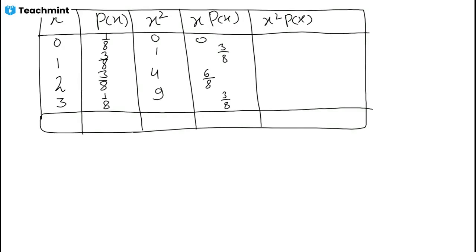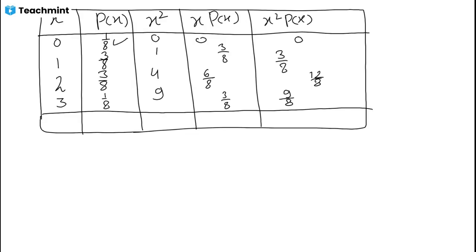Now multiply p(x) with x square. The first value is 0, the next value we'll get is 3 by 8, and next 12 by 8, and 9 by 8. We are multiplying x square with the corresponding p(x), each pair in turn.